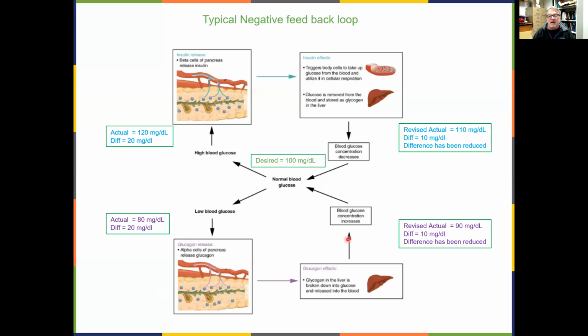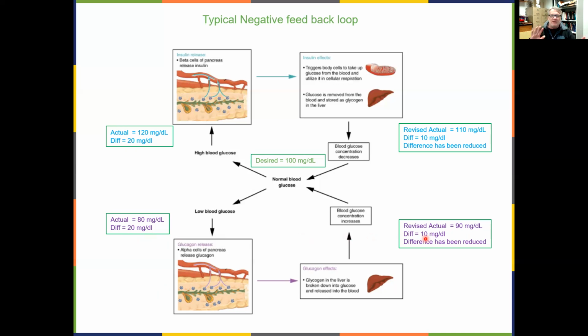So that's going to have the effect of increasing over time the amount of glucose that's in the blood. So now, when we had dropped down to 80 milligrams per deciliter, now our revised blood level is 90. Instead of being a difference of 20, our difference is 10. So you see, we're doing the same thing. We're making the difference smaller. We're talking absolute values here.